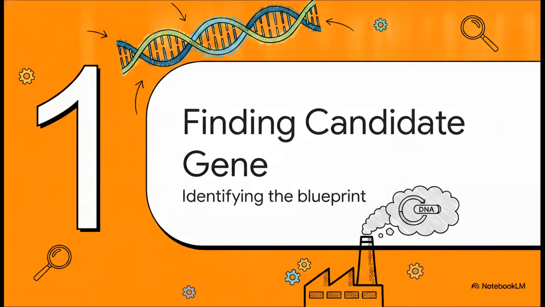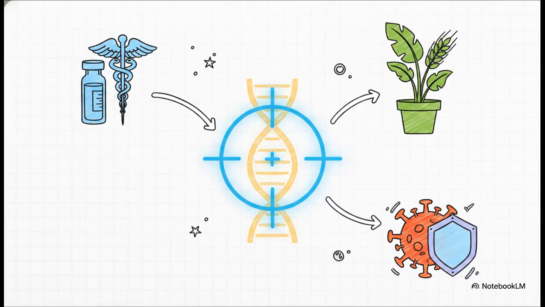All right, phase 1, finding the candidate gene. Because we can't build a factory if we don't know exactly what biological instruction we're trying to manufacture. We pick these candidate genes completely based on their real-world value. Are we trying to cure a disease? Well, then we might hunt for the gene that produces insulin to treat diabetes. Are we looking to boost agriculture?